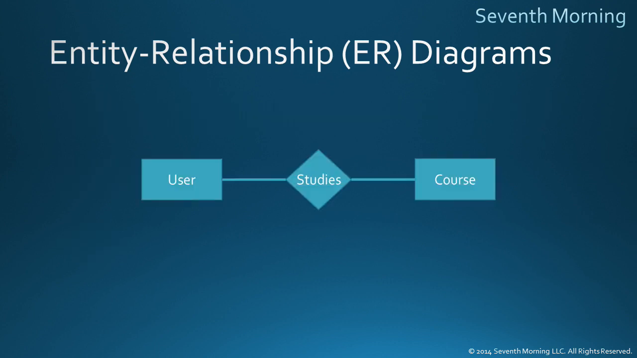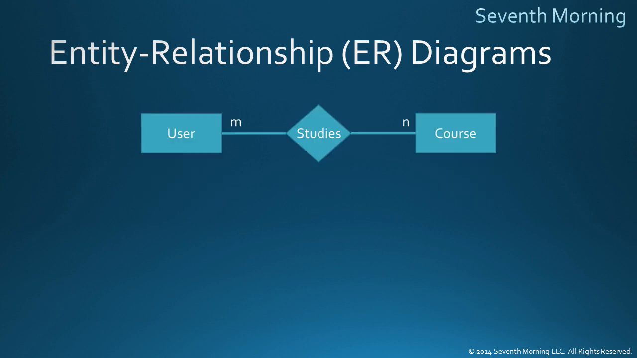Great. Here we have a user entity studying a course entity. And that's coincidentally what you're doing right now. However, there is one missing piece in this diagram in order for it to be well formed. And that is what we call cardinality. Let's display that on the screen and then talk about it.